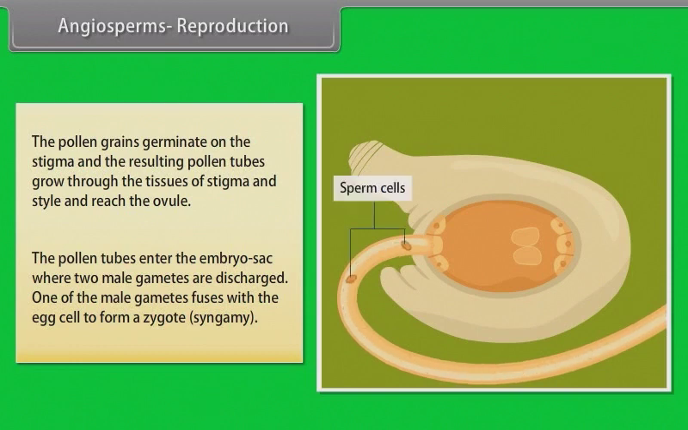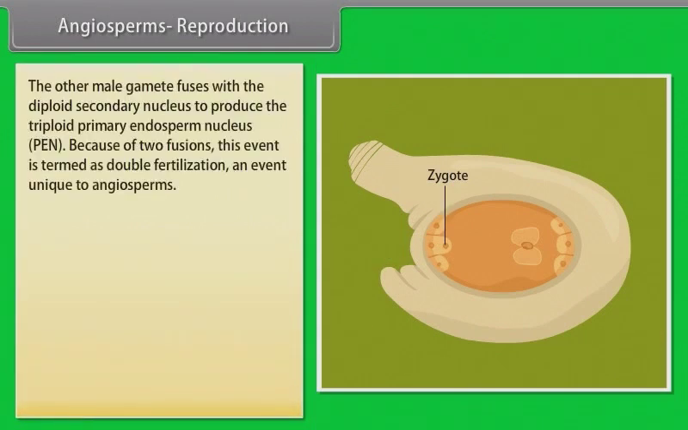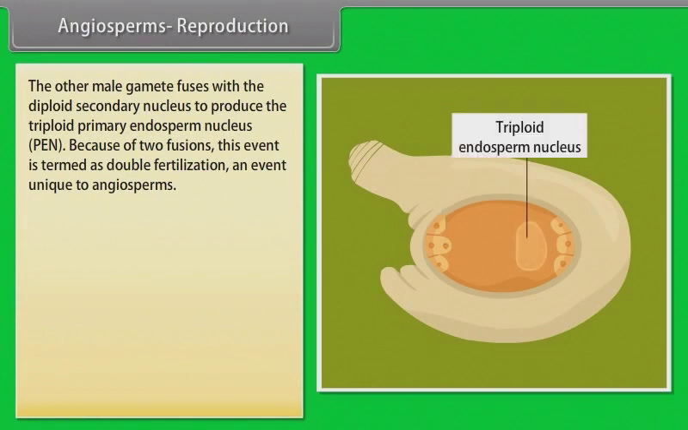One of the male gametes fuses with the egg cell to form a zygote, syngamy. The other male gamete fuses with the diploid secondary nucleus to produce the triploid primary endosperm nucleus, PEN. Because of two fusions, this event is termed double fertilization, an event unique to angiosperms.